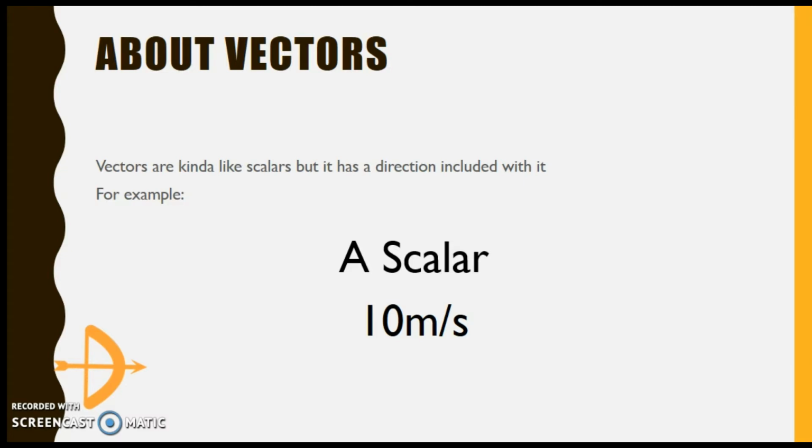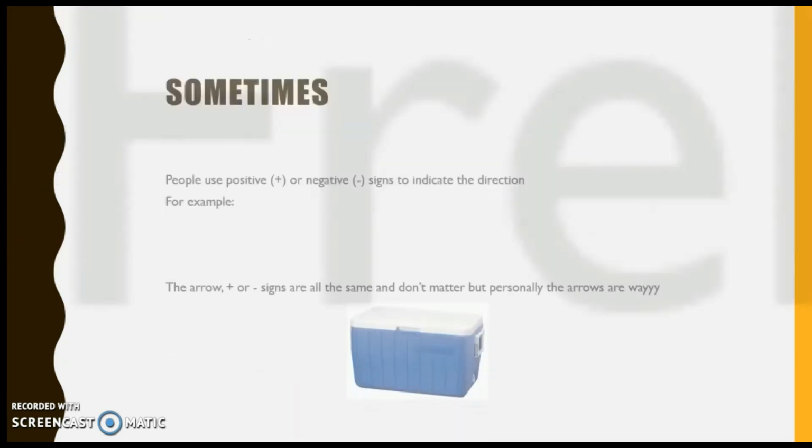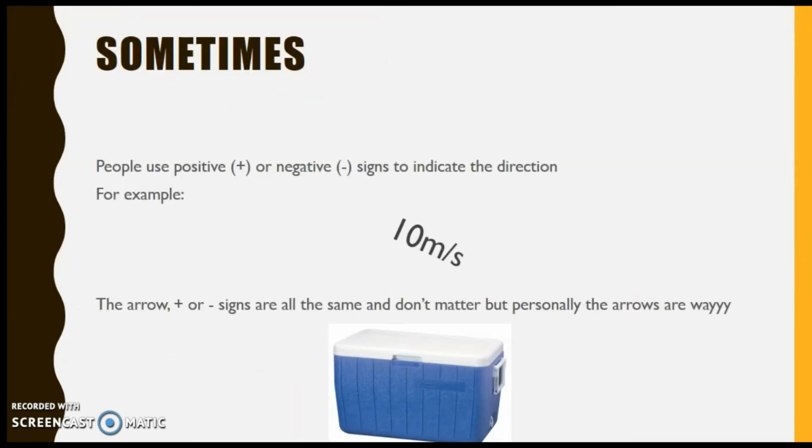For example, 10 meters a second, that's a scalar. Now if you add a direction with an arrow, it's now a vector. Easy as pie. But sometimes people use positive or negative signs to indicate the direction. For example, 10 meters a second is a scalar, and now a vector. The arrow, positive or negative signs are all the same and don't really matter, but arrows are way cooler.